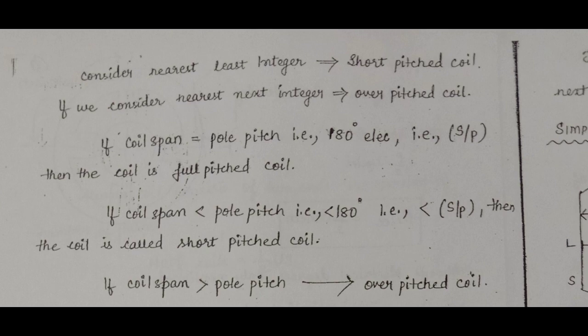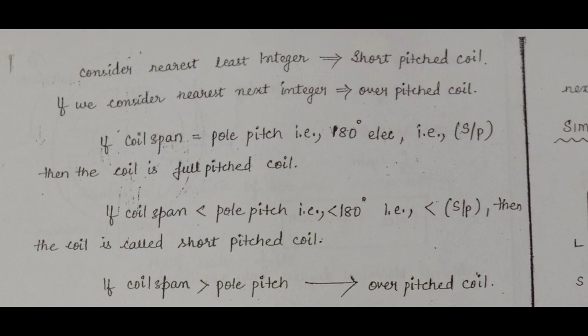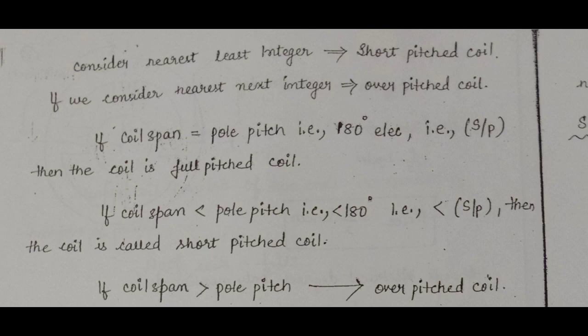The coil span means the distance measured between two coil sides. If that coil span is equal to pole pitch, then it is called a full pitched winding. In a full pitched coil, the coil span is 180 degrees electrical, that is slots per pole.